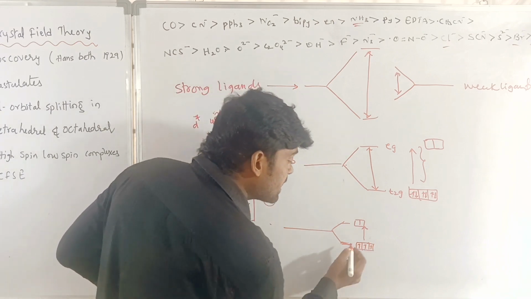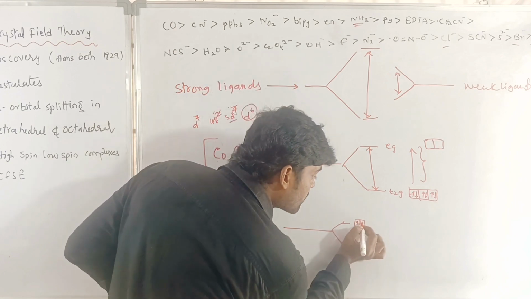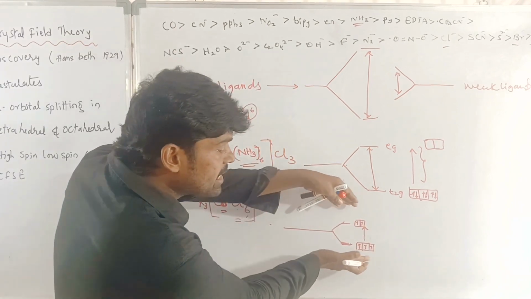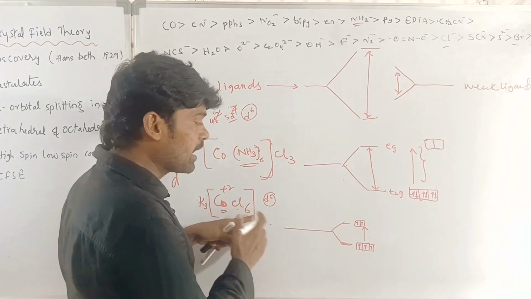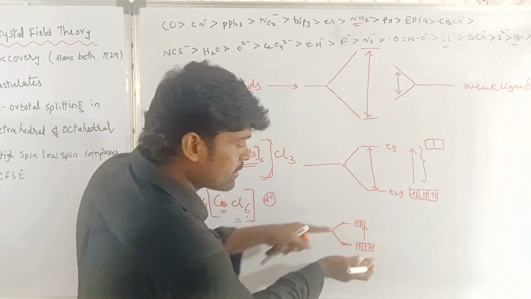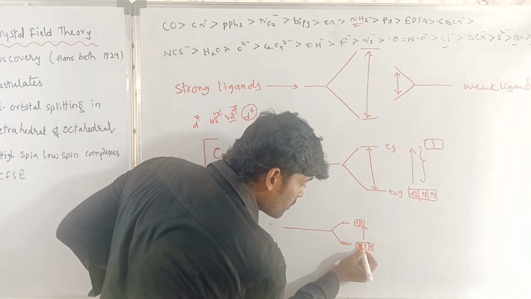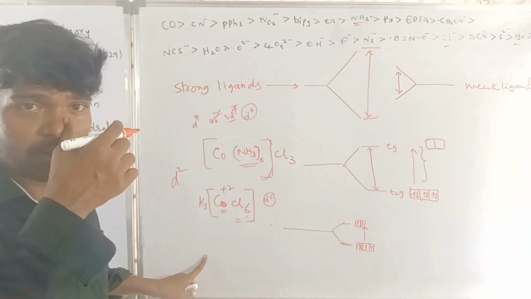Fine, remember that. Now coming to here, the 1st, 2nd, 3rd, 4th electron simply enters into the eg level. The 5th electron also simply enters into the eg level, because this distance is very less due to the weak ligand. So now the 6th electron will come and pair up here. Fine.